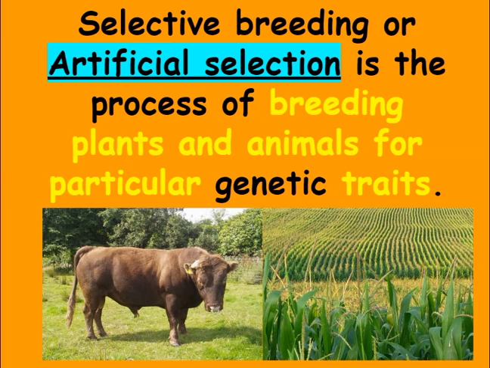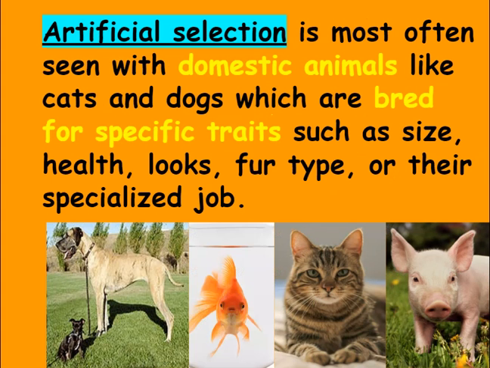All right, so the next thing is selective breeding or artificial selection. So we've gone into natural selection. This is artificial selection, and that's the process of man breeding plants and animals for particular genetic traits. We do it all the time for different reasons, and a couple of examples that you see there is for our own consumption, for our own food, right? Artificial selection is most often seen with domestic animals like cats and dogs, which are bred for specific traits such as size, health, looks, fur type, or their specialized job. I've got examples of dogs there, and by the way, every dog breed, whether it's Chihuahua or Great Dane or any of them in between, all derived from the same species of wolf.